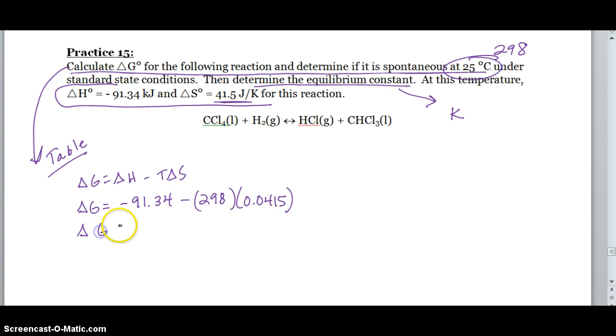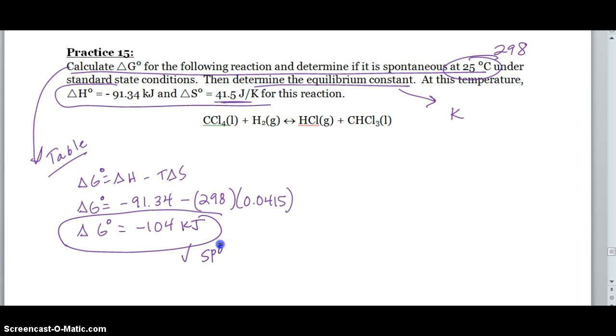And so we get a delta G° equal to negative 104 kilojoules. So that's the value, and I forgot my little knots there. That's the value of delta G°. It's a negative number, so this is spontaneous at 298. So then they want you to figure out the equilibrium constant.